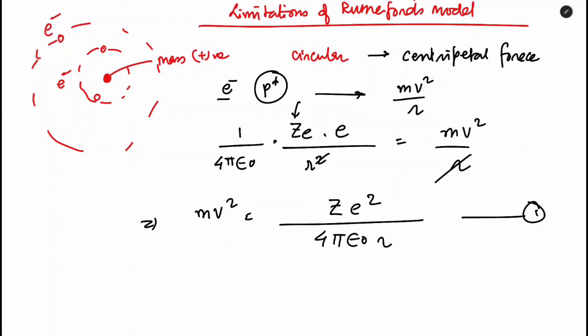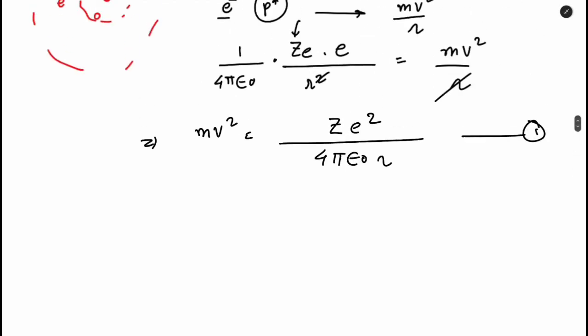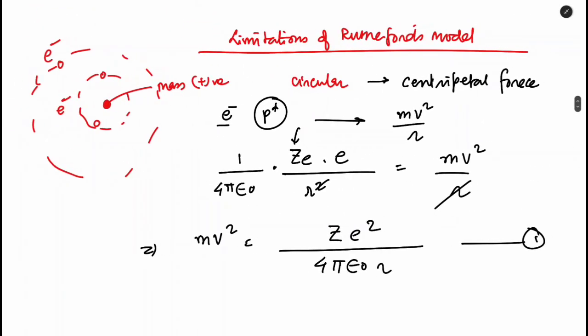So the movement of electrons around the nucleus was necessary in Rutherford's model, and this would mean if the electrons were at rest, they would fall into the nucleus because of Coulomb's attraction. Since the electrons are moving in a circular path, the centripetal force is provided by the electrostatic force, or the Coulomb force.